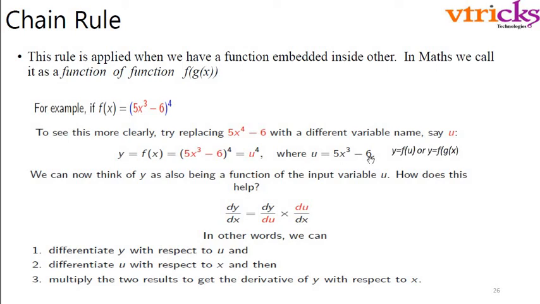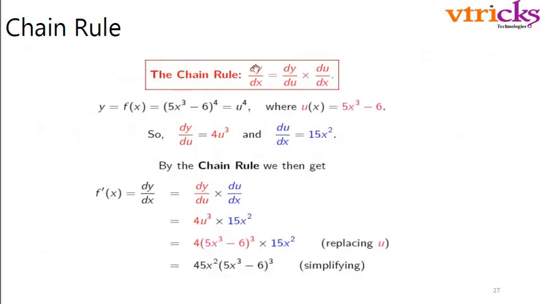So when we have a function of function, we take the product of this chain of derivatives. We first differentiate y with respect to u, and then we differentiate u with respect to x. That is what is written here. When you have a function of function, differentiate y with respect to u, differentiate u with respect to x, and then multiply the two results to get the derivative of y with respect to x. So let us do it and see. We'll use this chain rule now.